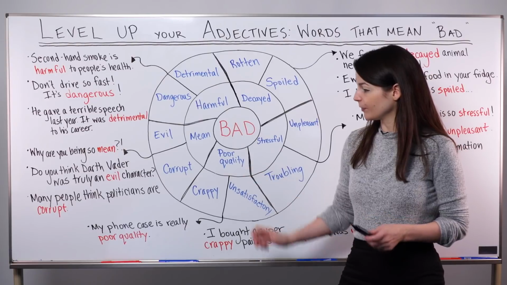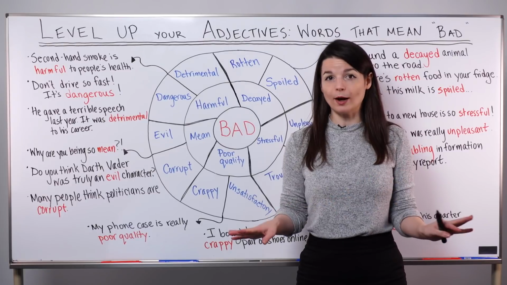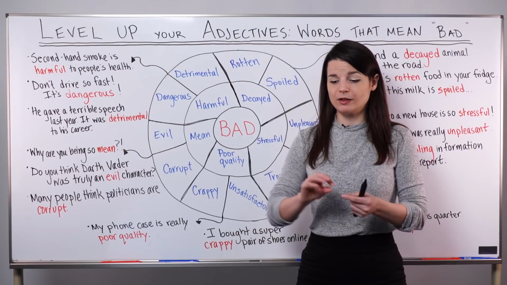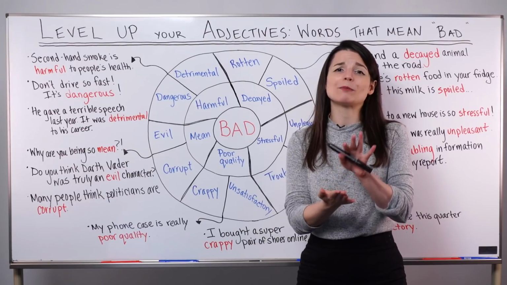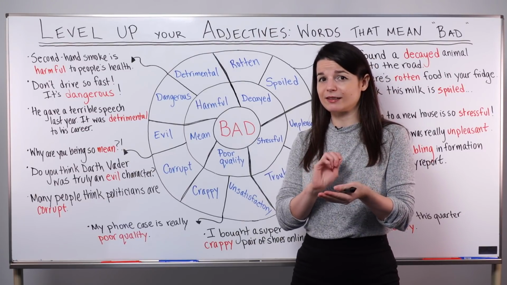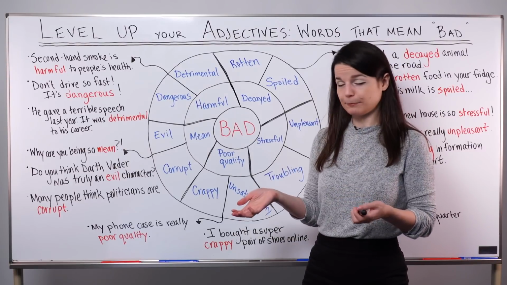First, poor quality. For example, my phone case is really poor quality. So that means maybe it breaks easily, or it doesn't protect my phone, or it scratches really easily, for example. So my phone case is really poor quality.